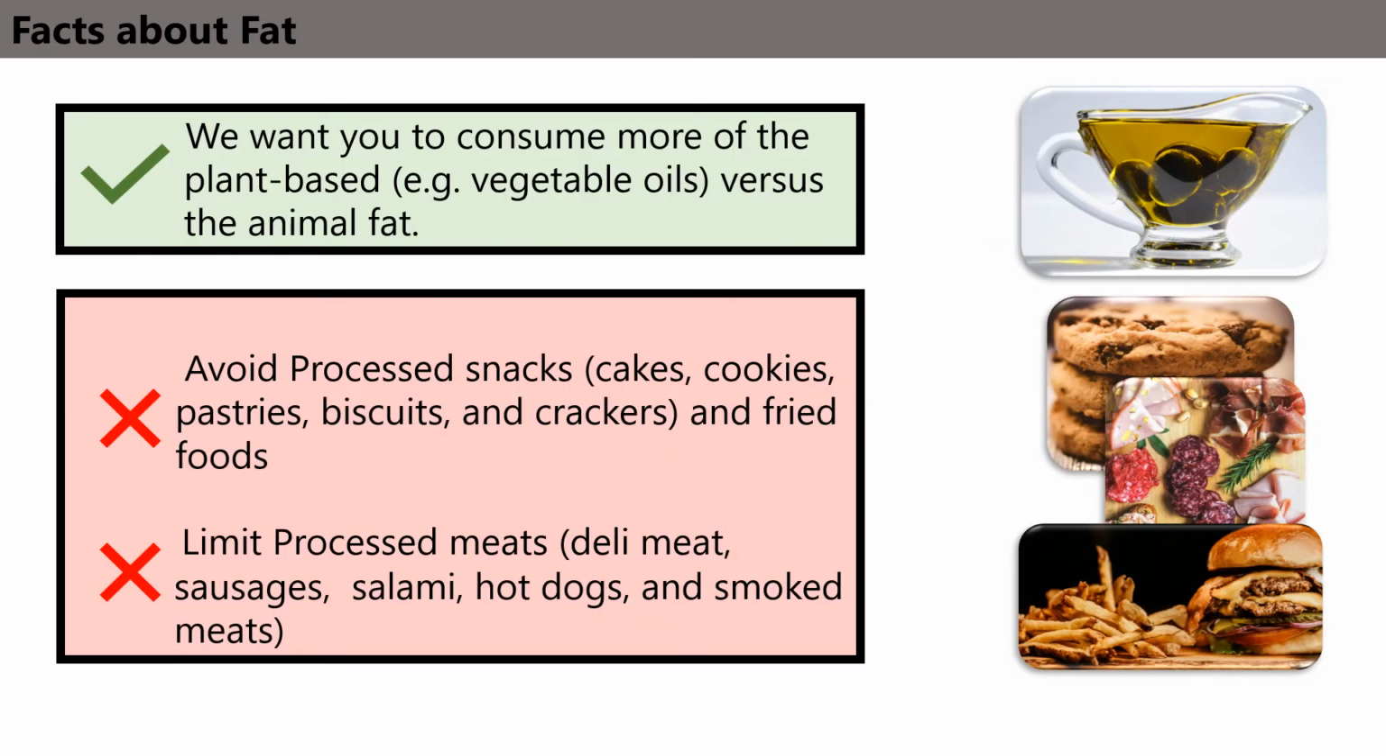We want you to consume more plant-based fats, such as vegetable oils, versus the animal fats. That means you must avoid processed snacks such as cakes, cookies, pastries, biscuits, and crackers, as well as fried food. Try to limit how much processed meats you eat. This includes deli meats, sausages, salami, hot dogs, and smoked meats.